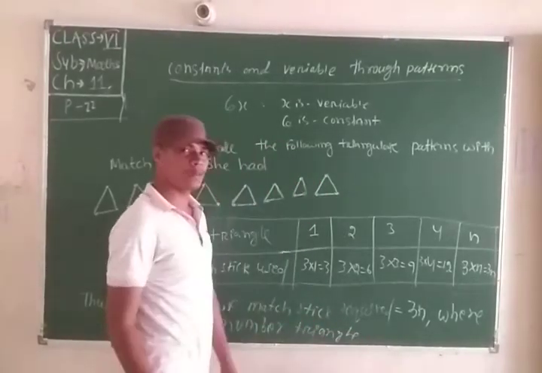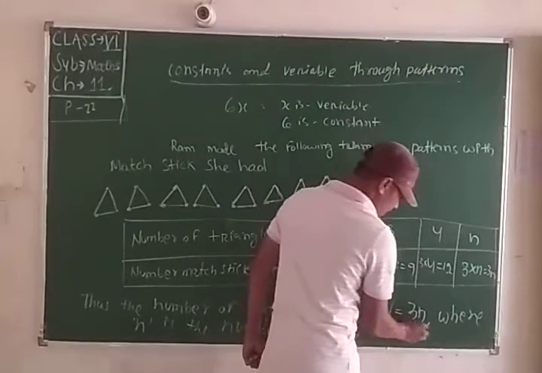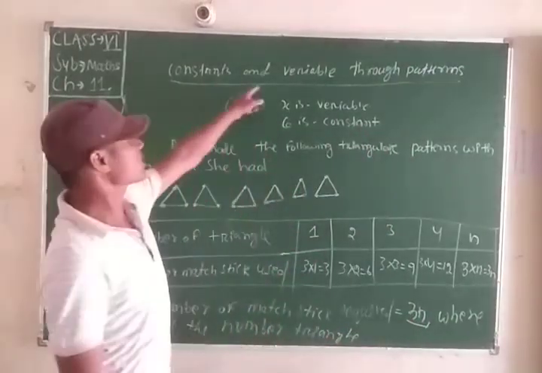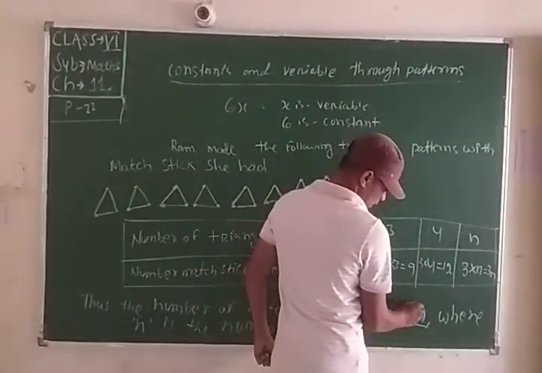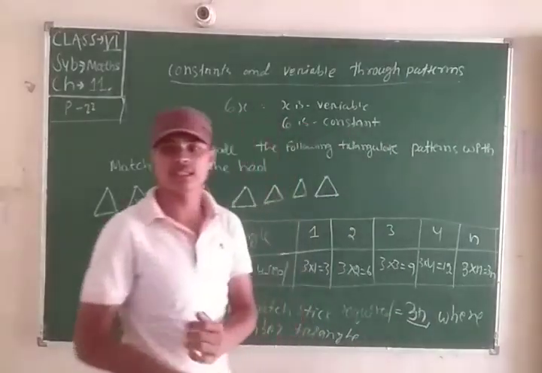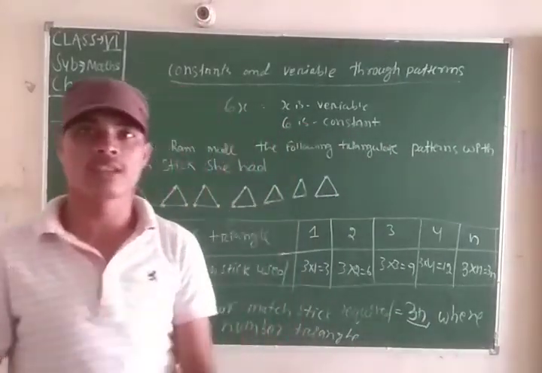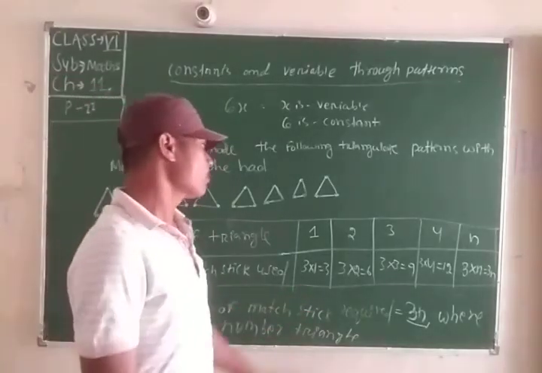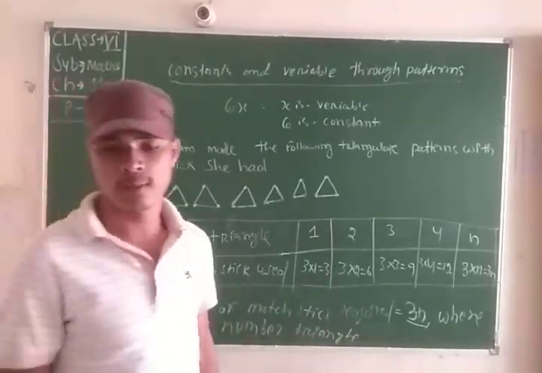So here, what is the variable? If you see here 3n, in terms of constants and variables, 3 is a constant and n is the variable. And we know that a variable's value is changeable, but a constant's value is always fixed.